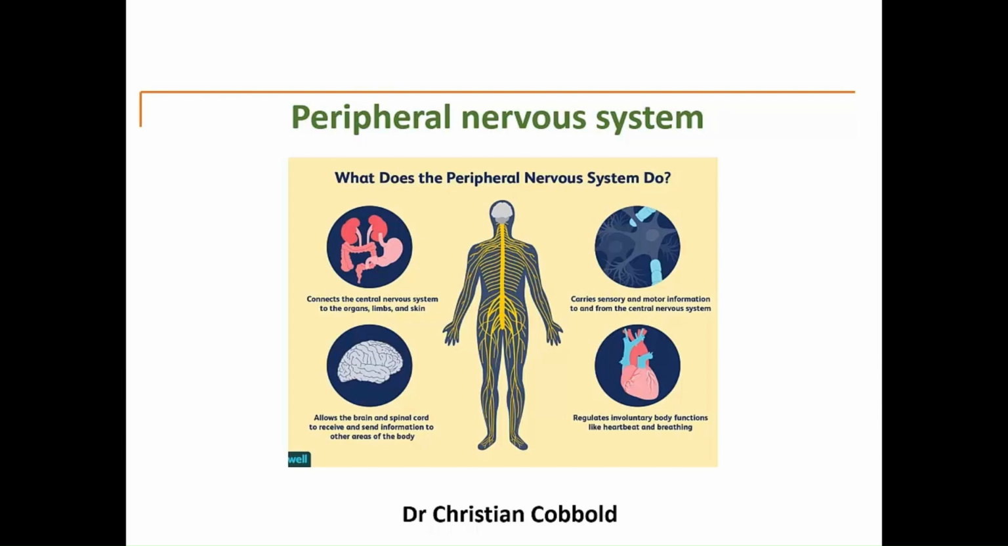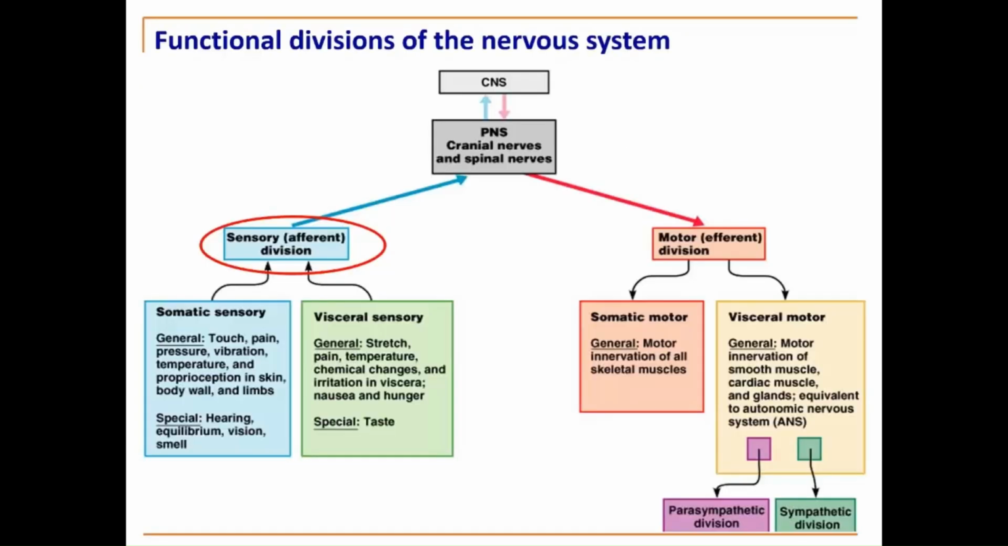We're going to cover the peripheral nervous system. But first of all, just a reminder of the various divisions of the nervous system. Remembering our central nervous system, which is our brain and our spinal cord, is always talking with our peripheral nervous system, which is our cranial nerves and spinal nerves.